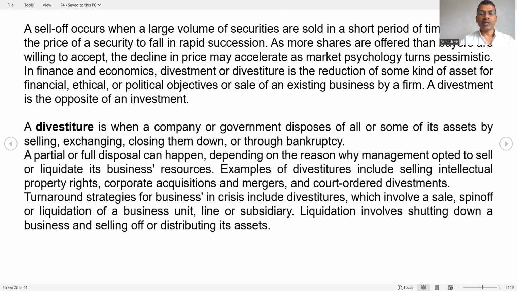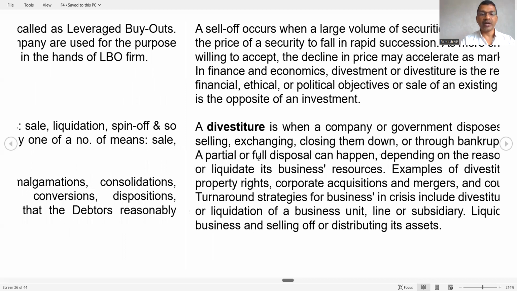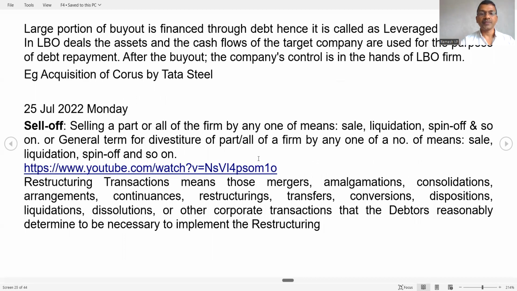Turnaround strategies for business in crisis include divestitures, which involve a sale, spin-off, or liquidation of a business unit, line, or subsidiary. Sell-off occurs when a large volume of securities are sold in a short period of time, causing the price of a security to fall in rapid succession. Selling a part of the firm by any one of the means like sale, liquidation, spin-off, etc. is called sell-off.